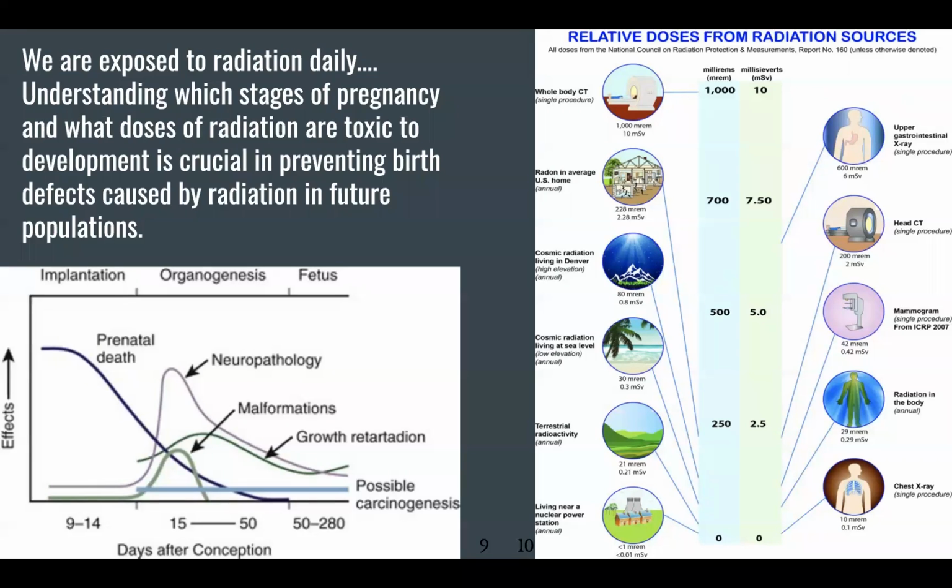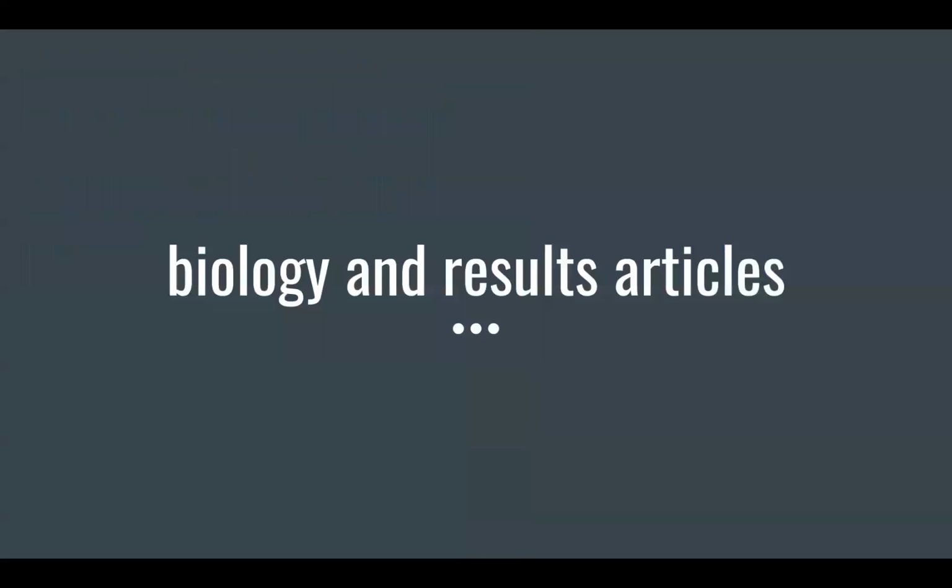The image on the right shows the relative doses from radiation sources. Interestingly enough, Denver is on the list as living at high elevation with an exposure of 0.8 millisieverts. Millisieverts is the radiation protection unit. Now we are going to move into biology and results.